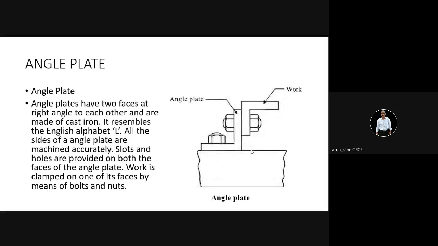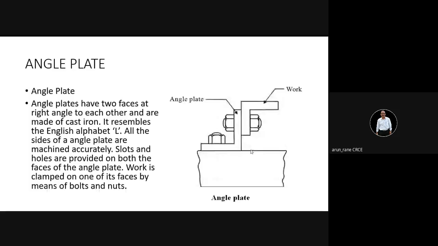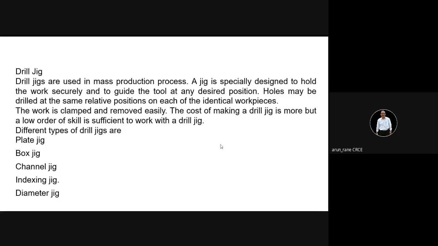And then description also. Now this is important, drill jig from a short note point of view, a 4 to 5 marks question. So drill jigs are used for mass production. So this is the description and these are the different types of jigs. Now where to use the drill jig?